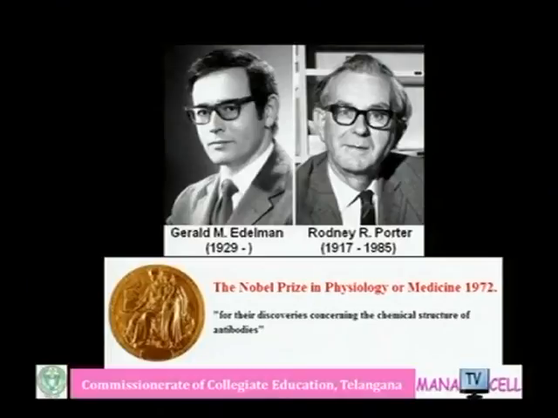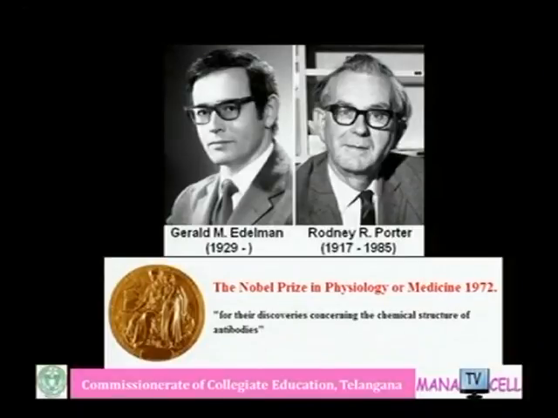Later on Gerald M. Edelman and Porter worked more on the IgG molecule, and they discovered the structure of the antibody, the structure of the immunoglobulin G molecule. For that they got the Nobel Prize in 1972.